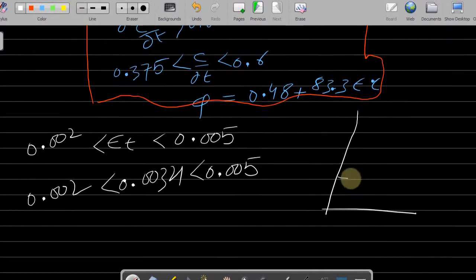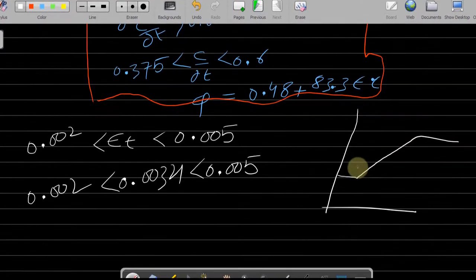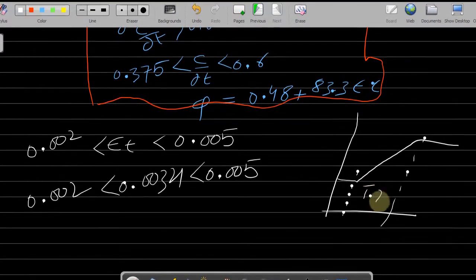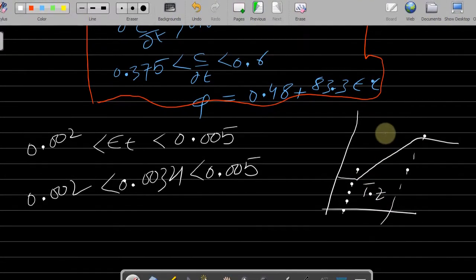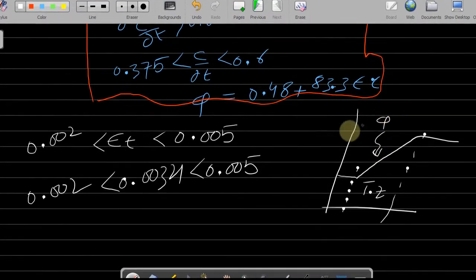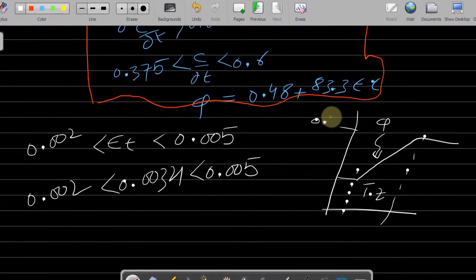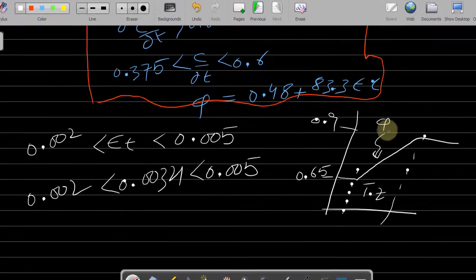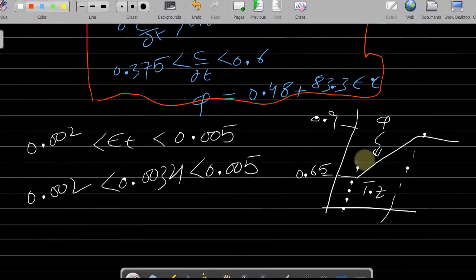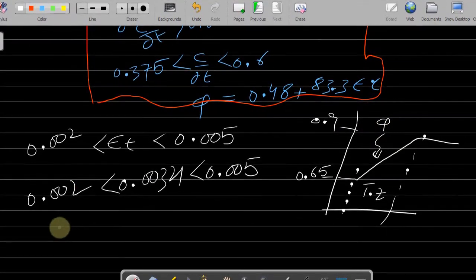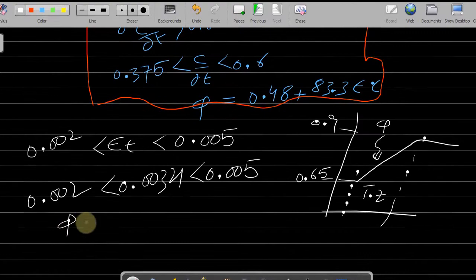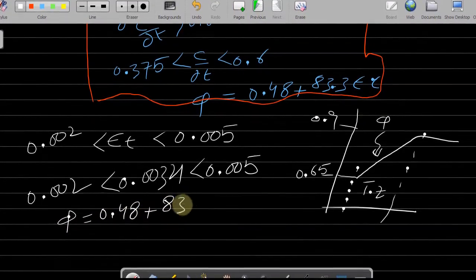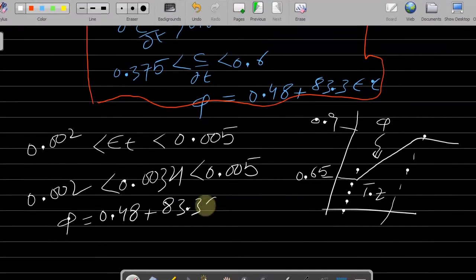This suggests that the section lies in this transition zone, right? This is the transition zone. So here is the case, and here is the p value, which lies right in between 0.9 and 0.65. So we have to interpolate now the value, this p value, by using that equation which I have already shared, 0.48 plus 83.3 epsilon t.